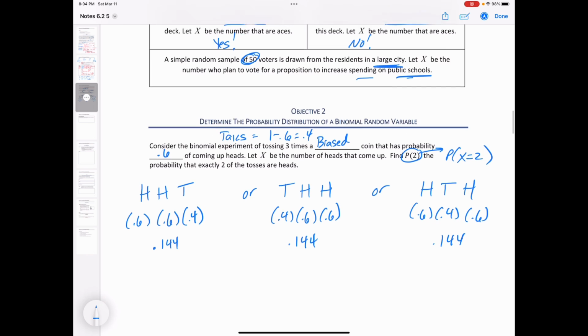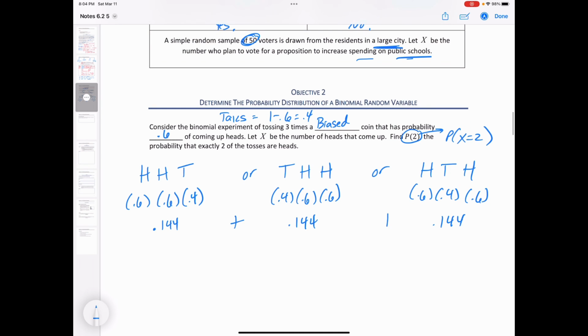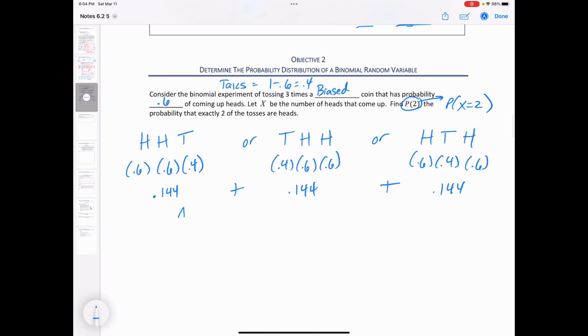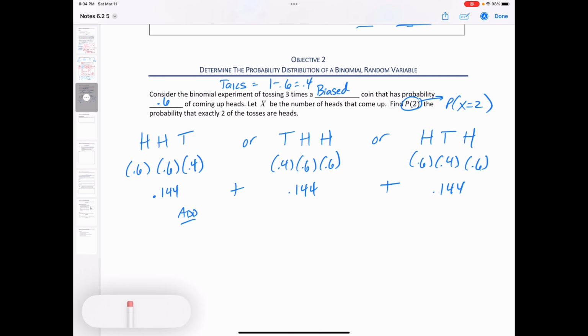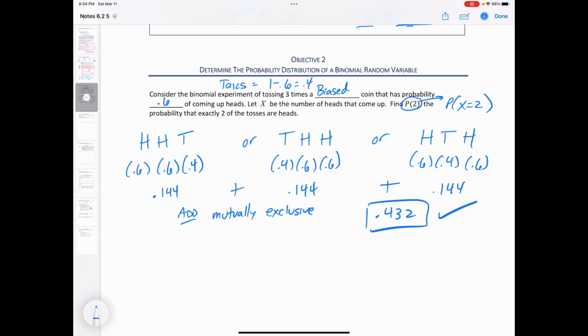All right. And I can add these numbers because they're mutually exclusive, like what we talked about in chapter 5, so I can add them. And when you add them, you're going to get 0.432 for your final answer. So that's the probability that I get exactly 2 heads.